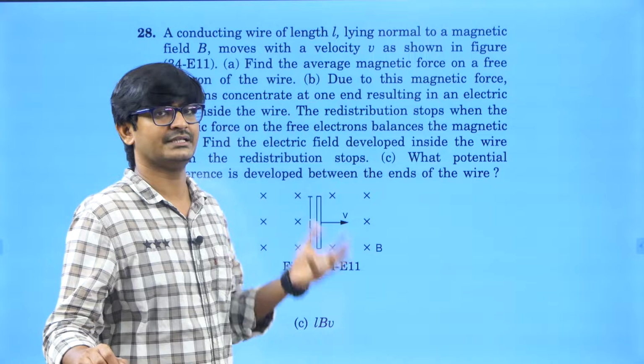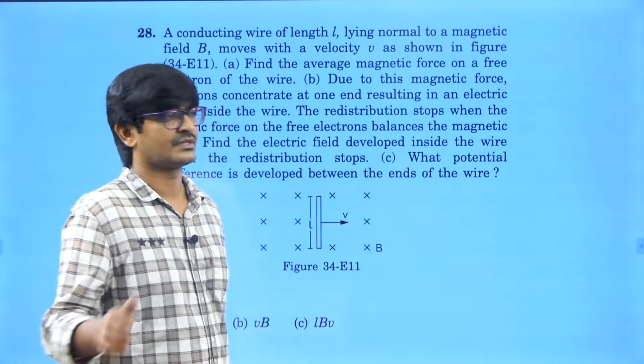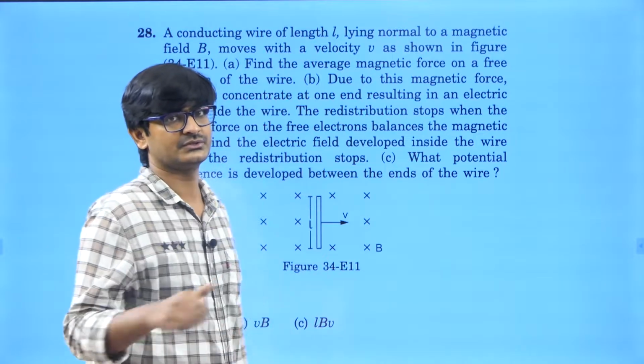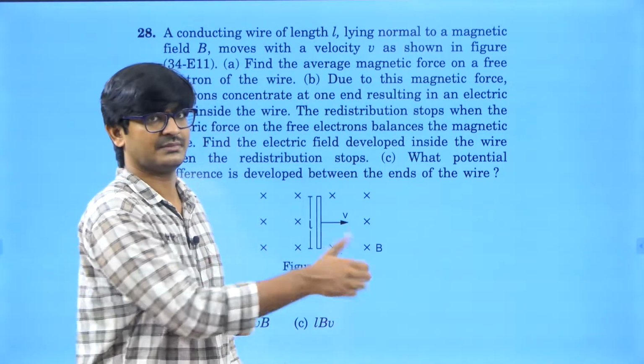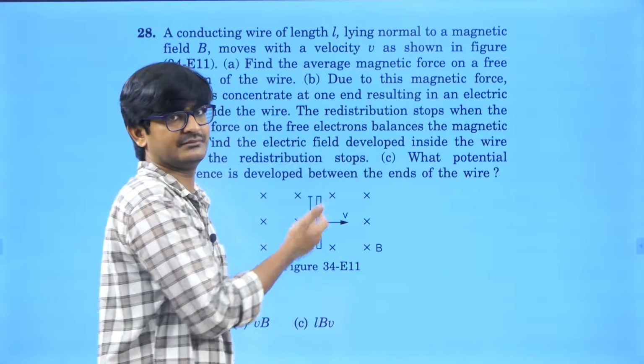What is the reason behind EMF? When you move a conducting material in a magnetic field, because of the magnetic force, there will be an induced EMF, right? Because the magnetic field will be trying to push the charges, right? So that is providing the required EMF, right?